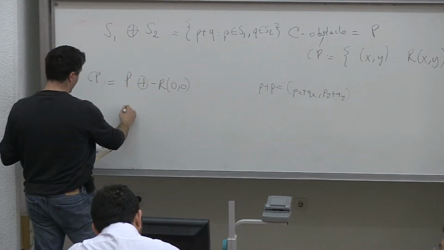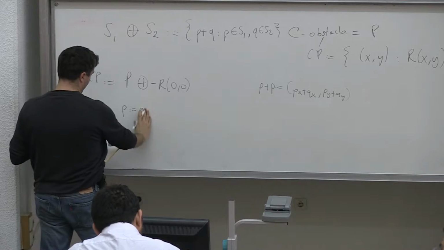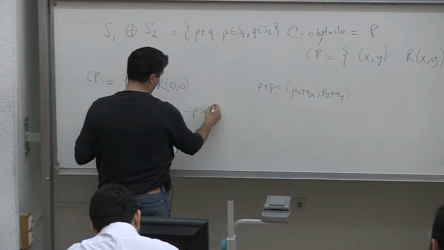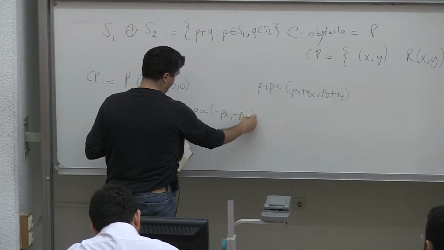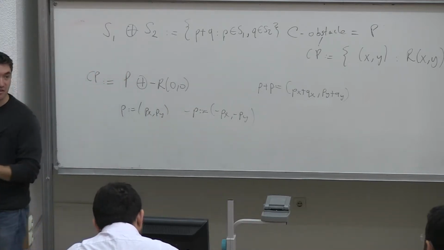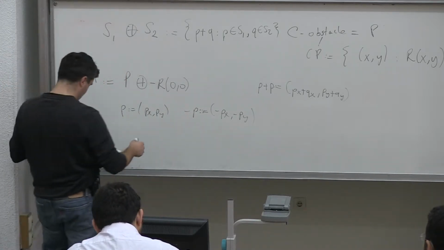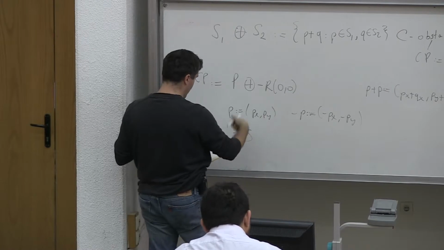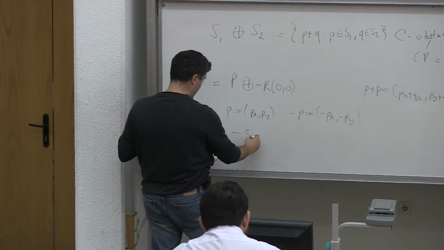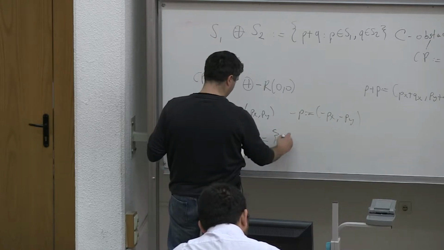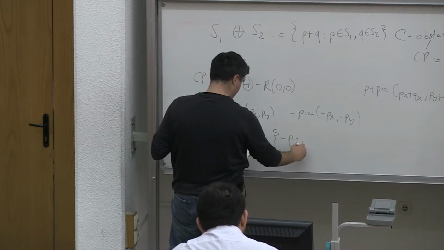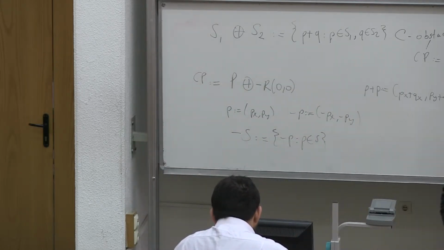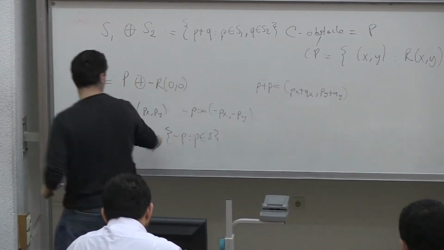So for a point P, with coordinates Px, Py, we define minus P to be minus Px, minus Py. So it's the reflection with respect to the origin. And for a set of points in the workspace, the reflection of the set is minus P for every P that is an element of S.